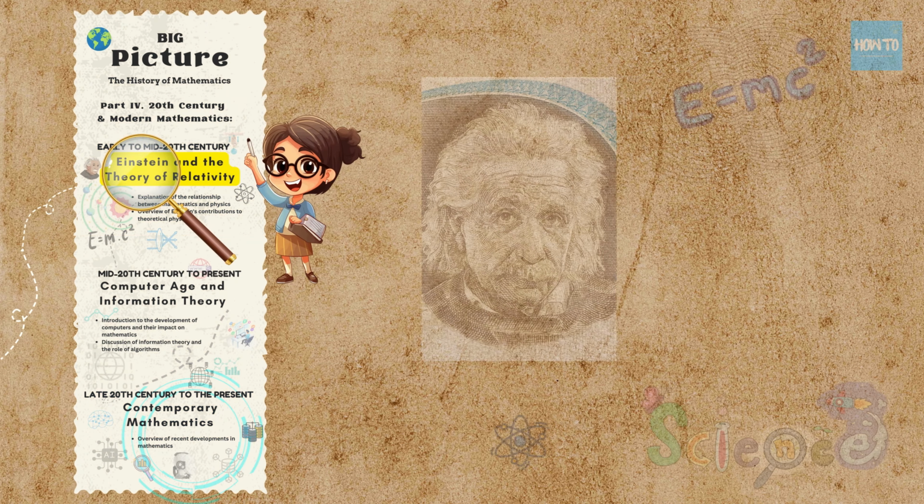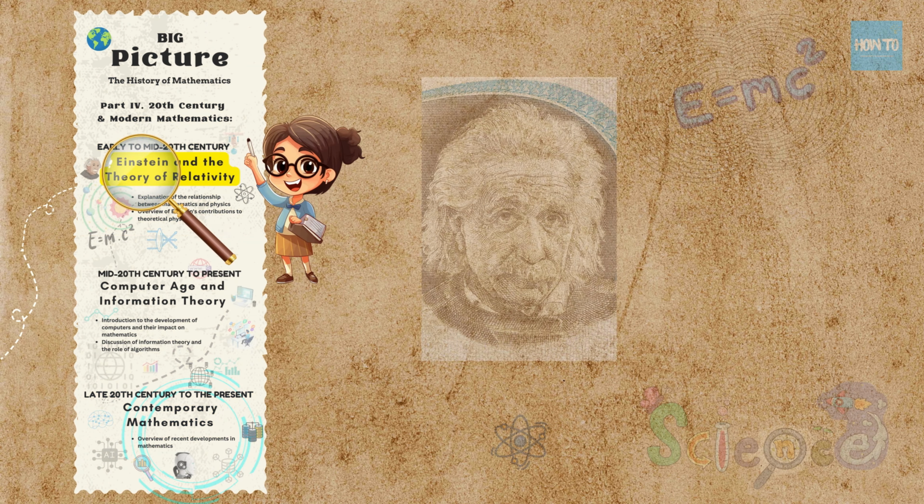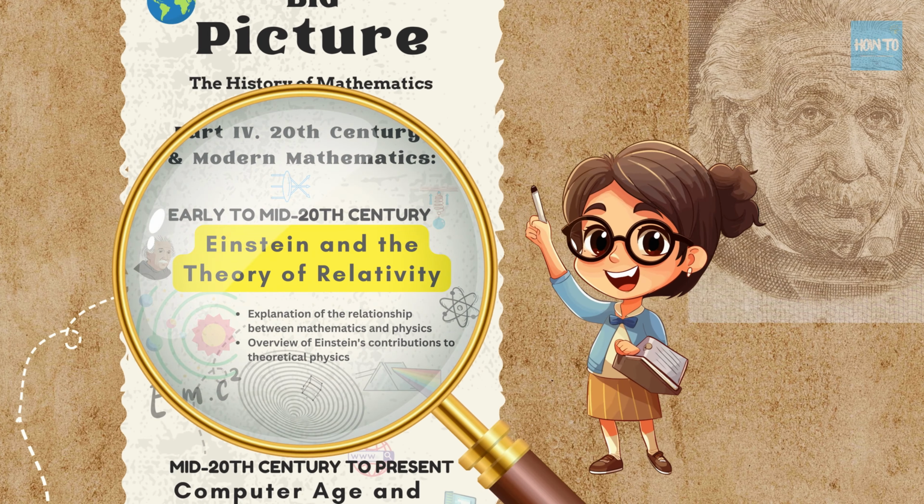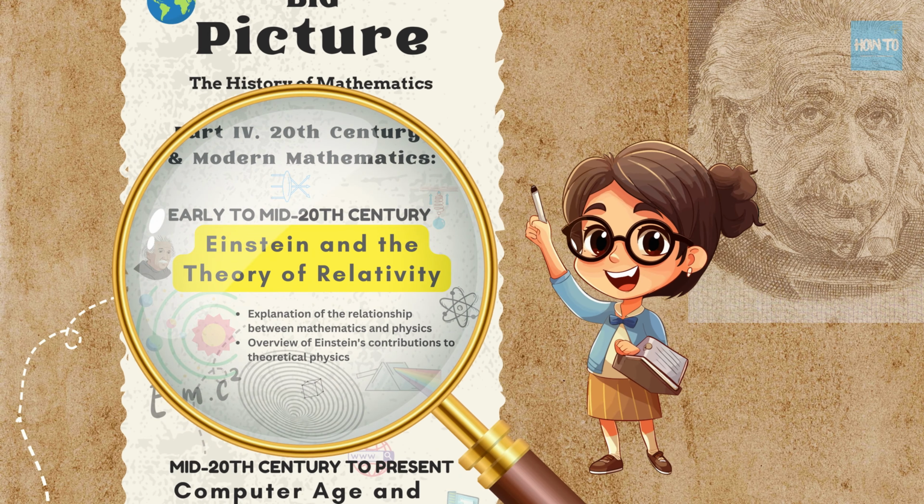Part 4. 20th Century and Modern Mathematics. Segment 1. Einstein and the Theory of Relativity. Fasten your seatbelts as we dive into the 20th century. Einstein's revolutionary ideas changed the way we perceive the universe. Let's explore the connection between mathematics and theoretical physics. The two main topics include 1. Explanation of the relationship between mathematics and physics. 2. Overview of Einstein's contributions to theoretical physics.